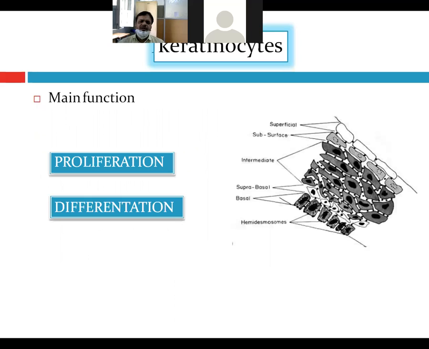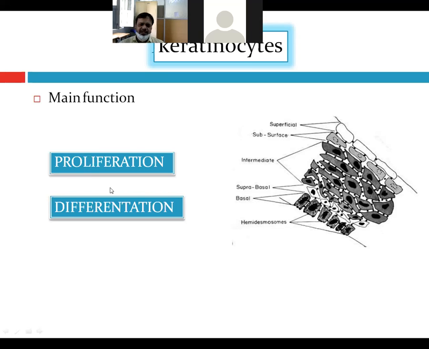So what is the main function of your principal cell, that is keratinocytes? The main function is proliferation and the second function is differentiation. Proliferation is nothing but each cell is divided into two daughter cells, that is, mitosis occurs as the cell proliferates from basal layer to your superficial layer. So one is proliferation, where each cell is divided into two daughter cells. This process is called mitosis.